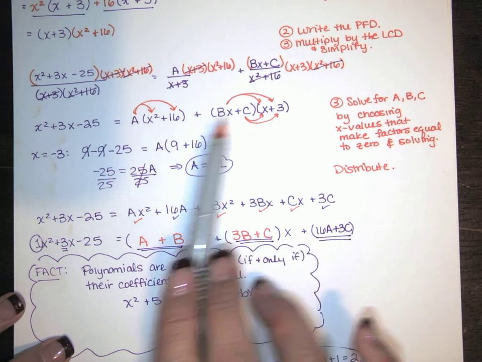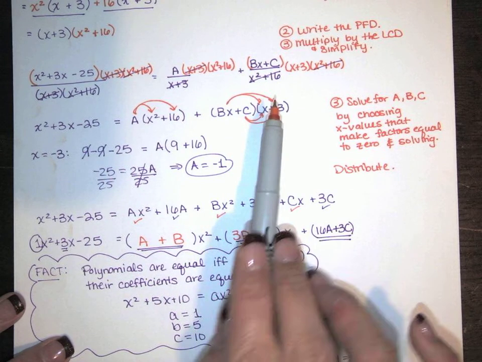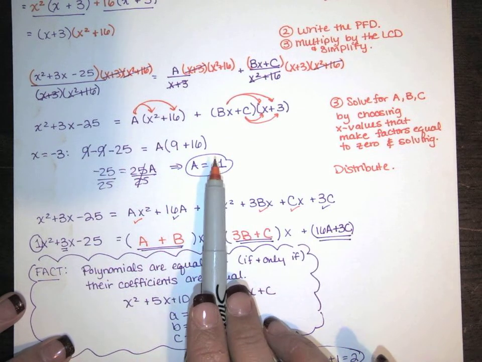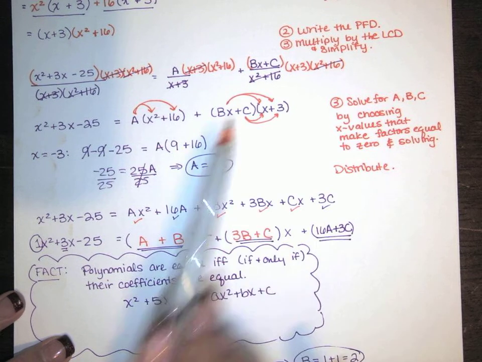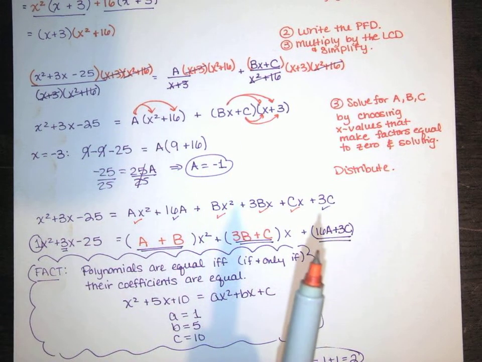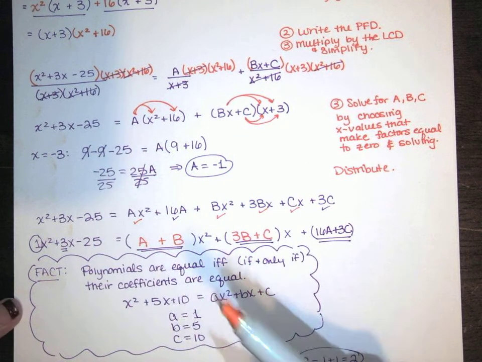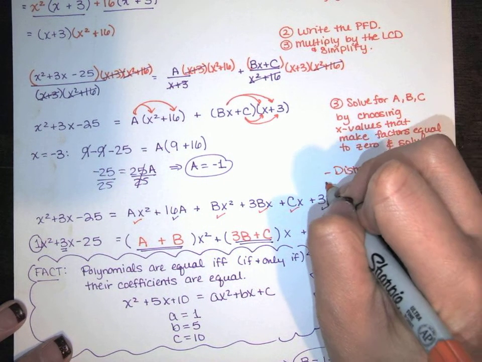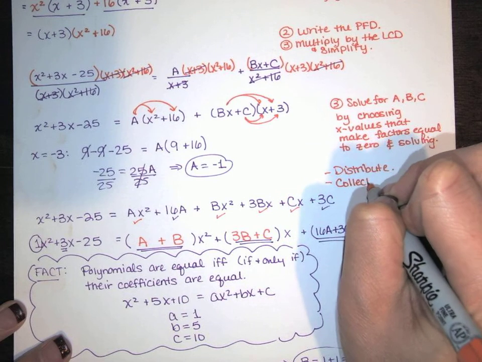So we set x equal to the value that would make that linear factor 0, negative 3, and we found out what A was. But we could not do the same thing to find B and C, so we had to do something else. This is what we did to find B and C. First we distributed, and then after we distributed, we collected like terms in x.